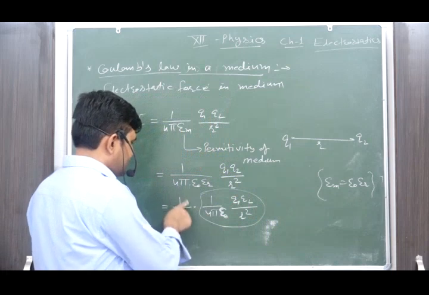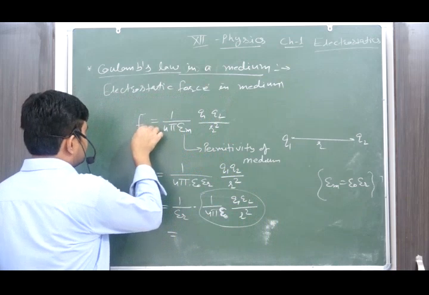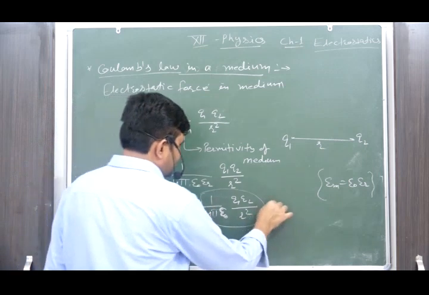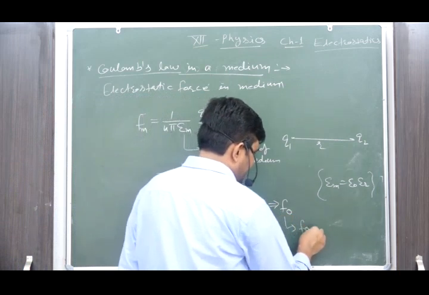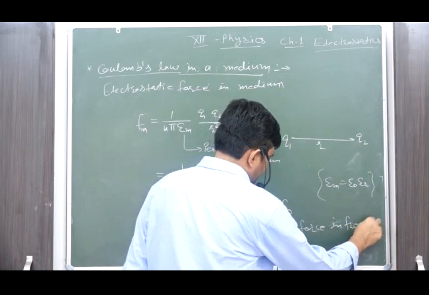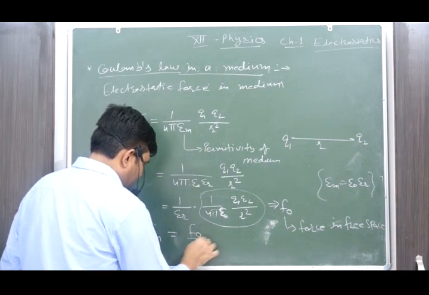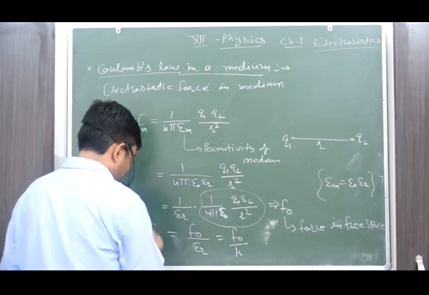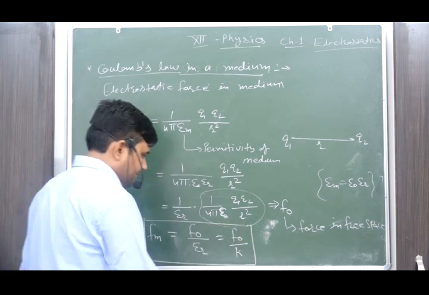Here the formulation has epsilon as epsilon naught times epsilon r. It means if we are talking about the force in the medium, it is put down in terms of F naught, the electric force in free space. Now it is F naught upon epsilon r, or we can also write it as F naught upon K. This is the basic concluded result of this formulation.